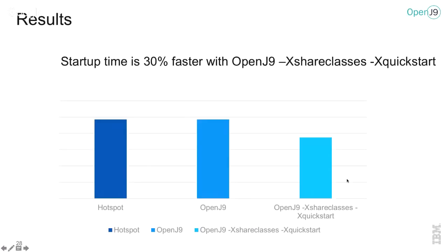And let's take a look at just a summary of some of those results. Here we're seeing that OpenJ9 and OpenJDK start up in similar amounts of time, just out of the box. But when we enable the shared classes cache and X quick start, we get about a 30% startup win with OpenJ9. That's what I had demoed with the shared classes cache.